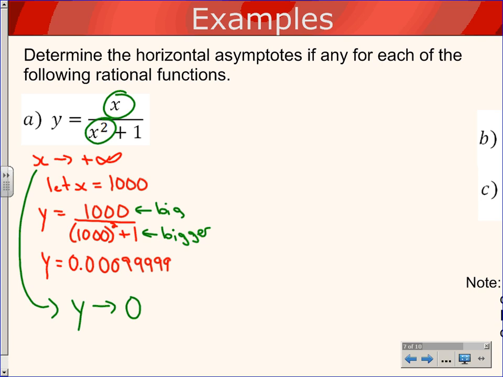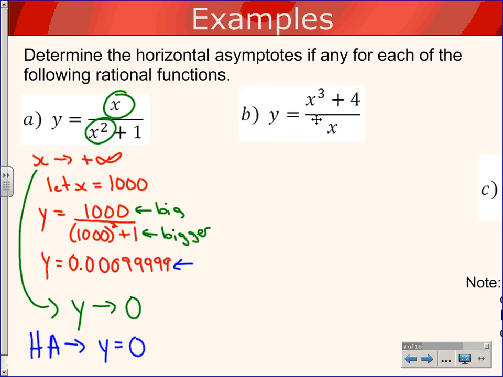Now, granted, I haven't talked about whether we're approaching from above or below. Here, you can tell: we subbed in the 1,000, and that number is positive, so we're approaching the asymptote from above. If I was going to sub in negative 1,000, the denominator would have been a negative number, so we would have been approaching from below. What's really important, though, is that the asymptote is y equals 0. So our horizontal asymptote was y equals 0 for that example.